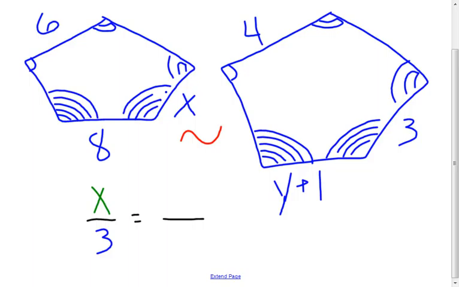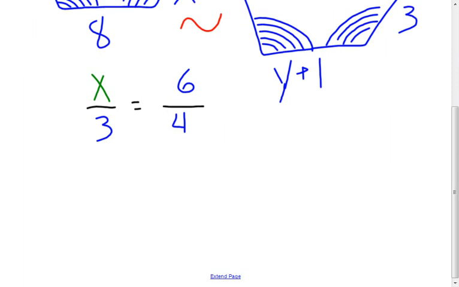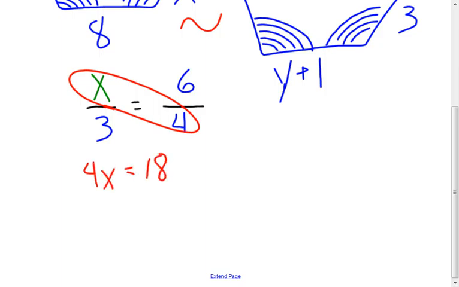I need to know that length, or if I pick the 8, I need to know the corresponding side length of that one. If I pick the 8, that corresponds to the y plus 1, and it's not good for me to have an x and a y in an equation, so that doesn't work. But if I pick the 6, that's going to correspond to the 4, and now I have a proportion that I can solve. Go through and solve. I'm going to end up with 4x equal to 18. I can solve my equation, and I find out that x equals, oops, not 2.5, excuse me, 4.5. So I found x.